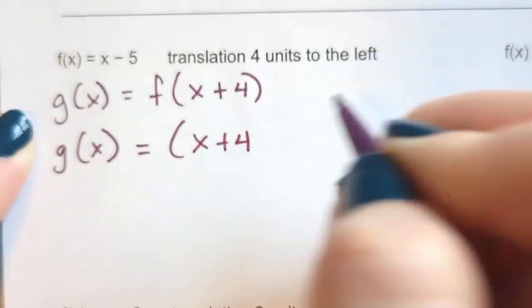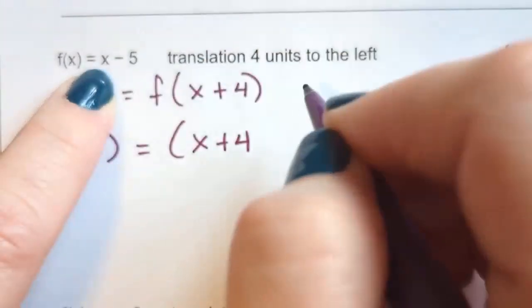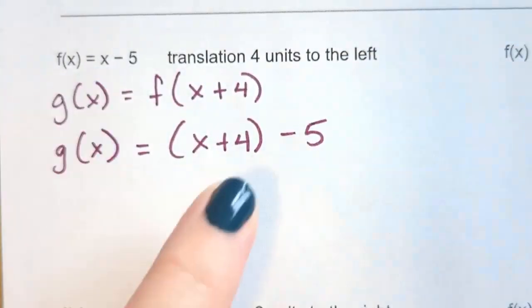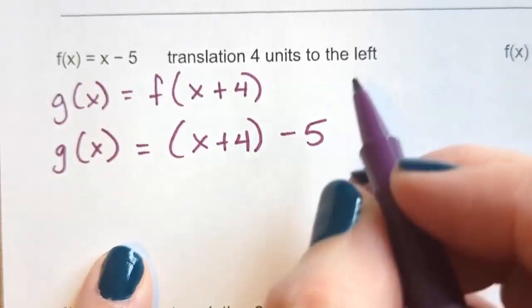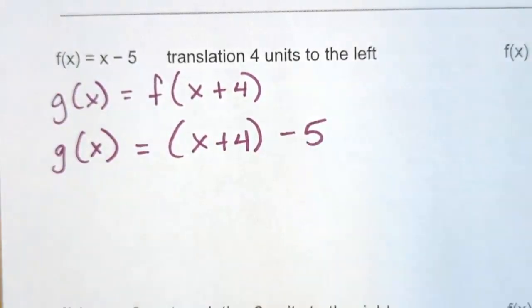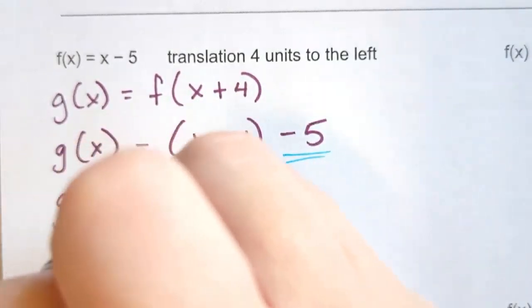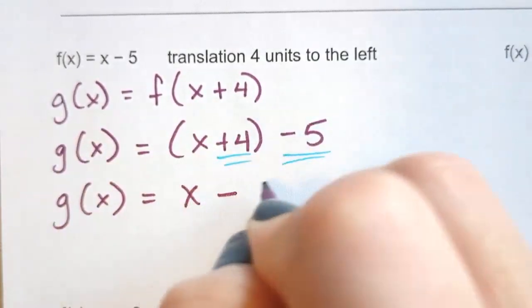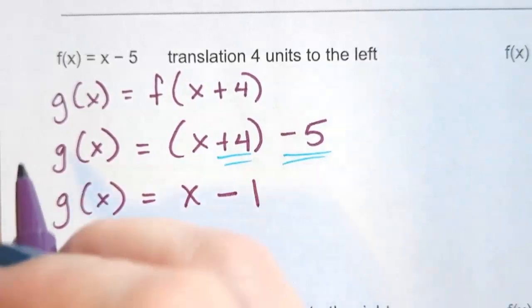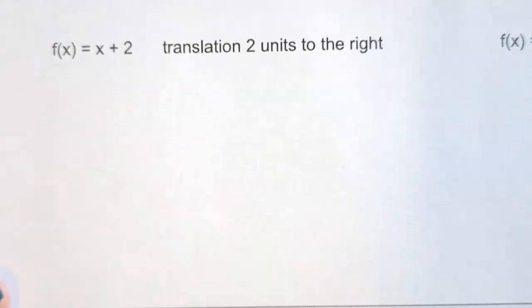g of x is going to equal x plus 4, I'm putting this in place of x, and then minus 5. Now I'm going to simplify this because negative 5 and positive 4 can add together, giving us g of x equals x minus 1. And then this is going to be our final answer.